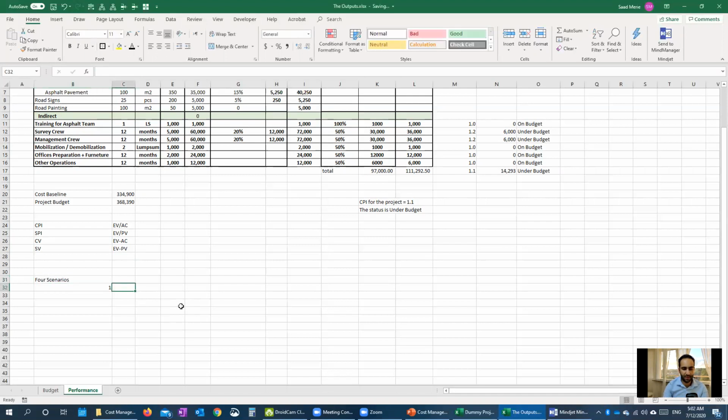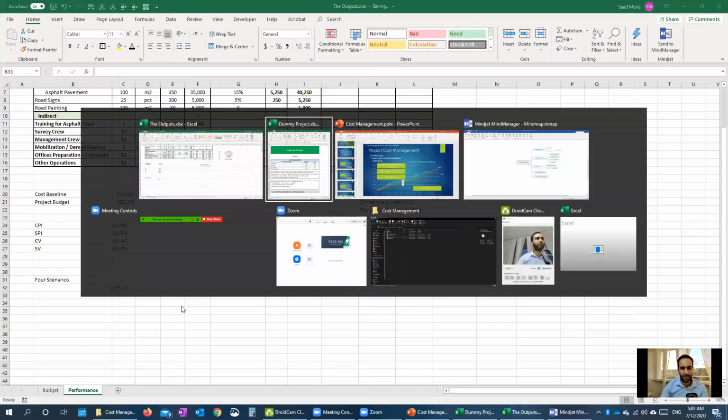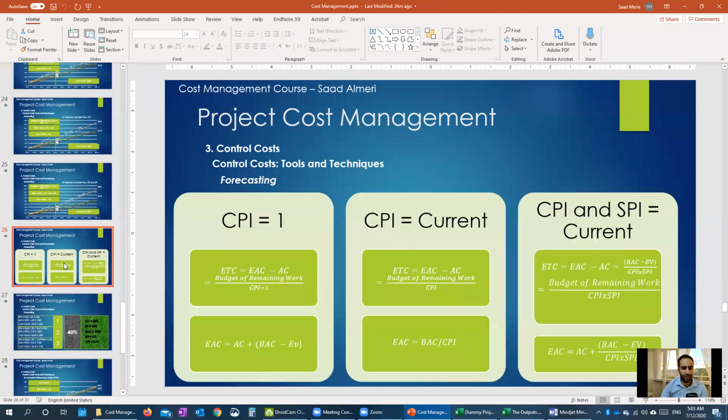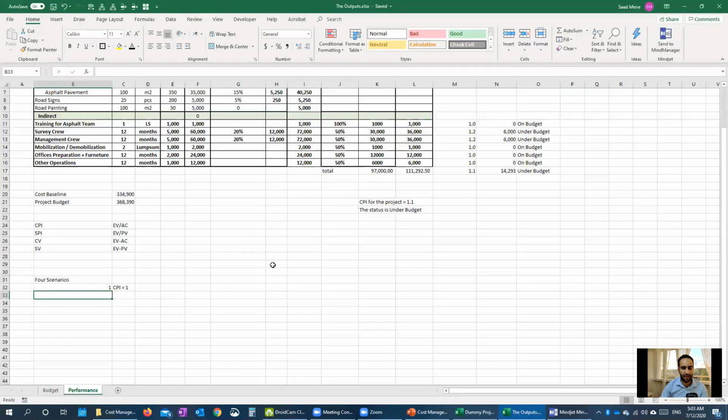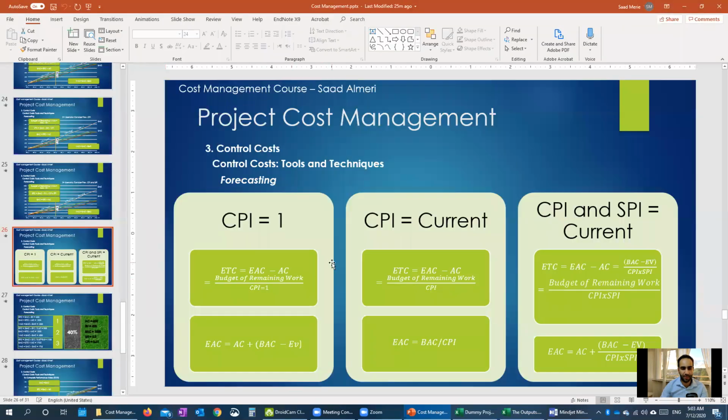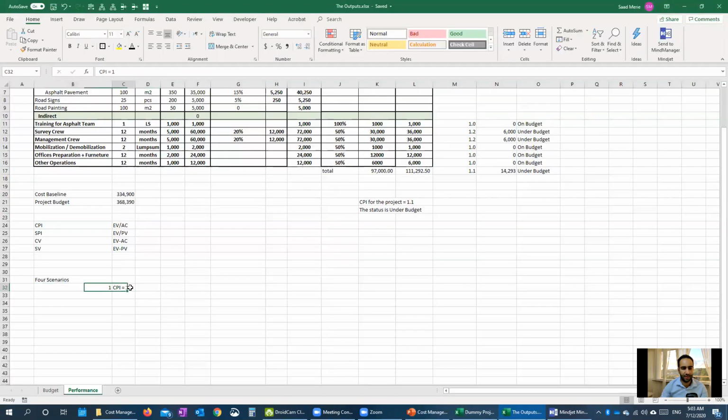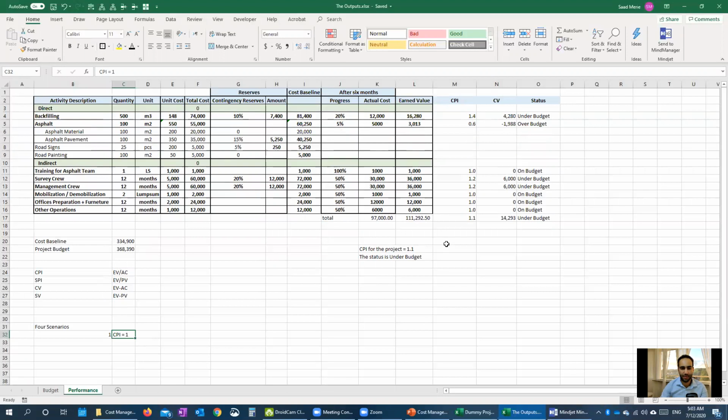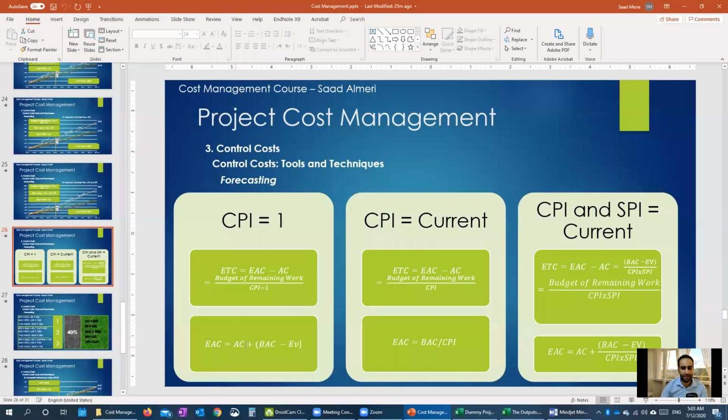First one, we said that our CPI will equal 1. This is what we talked about in the slides. So the first scenario is that the CPI equals 1. That means even though I did good in the past, I'm not going to be that good in the future, which means I'm going to continue as usual. If the CPI is 1, we will calculate the formulas, the estimate to complete and estimate at complete.